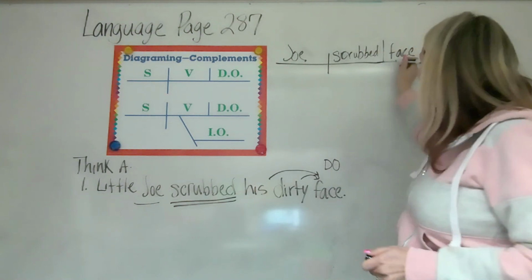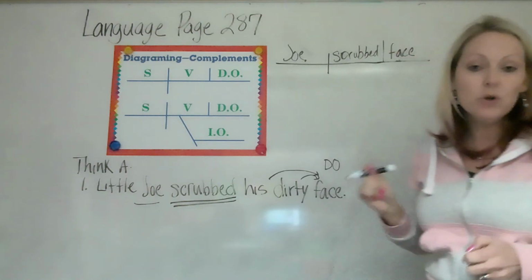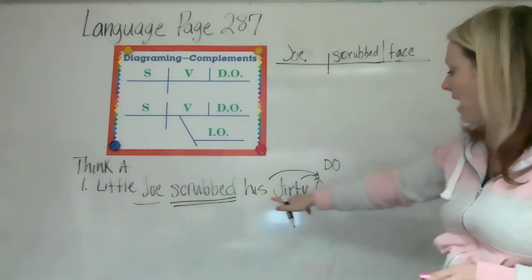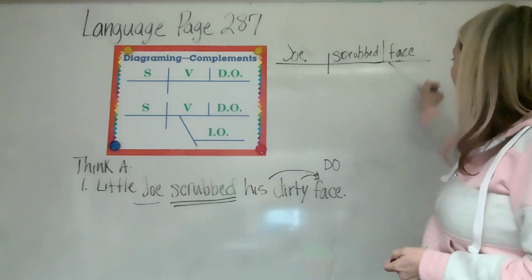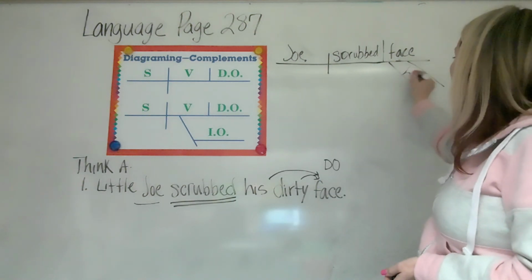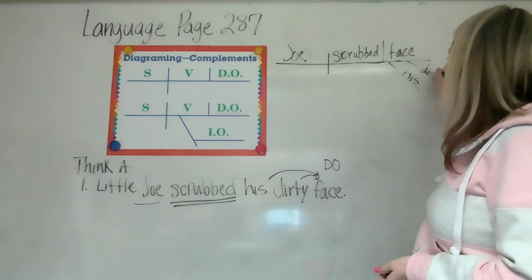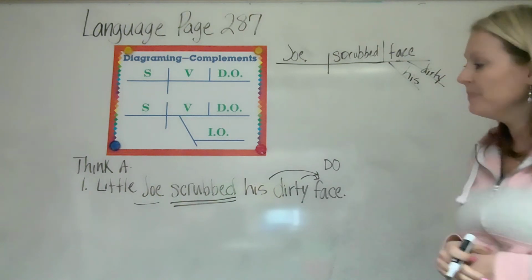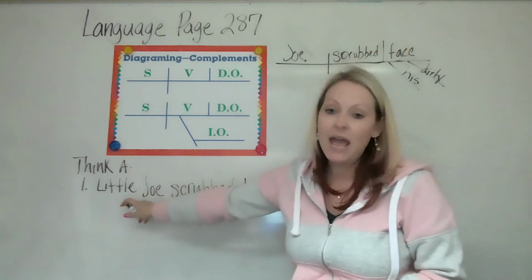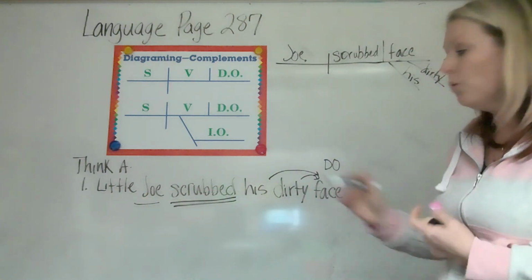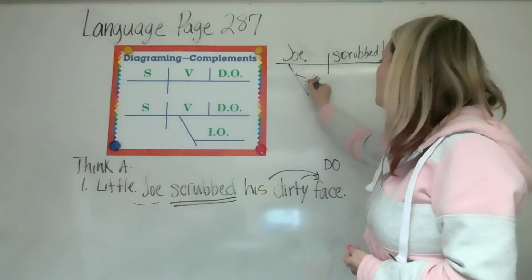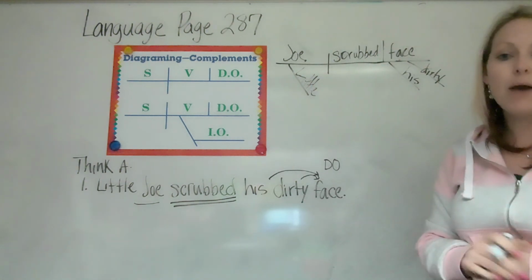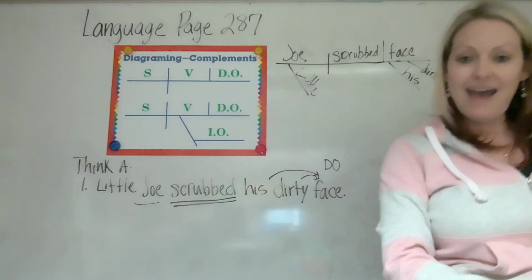Okay, now because we do have two adjectives, remember those are describing face, we would have those two coming off, his and dirty. Okay, we also have an adjective of little. Which Joe? Little Joe, right? So we would diagram it that way. How are we remembering that? Good?